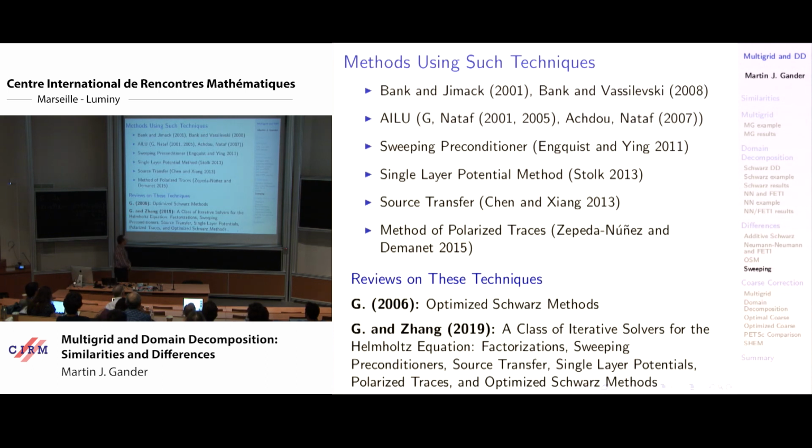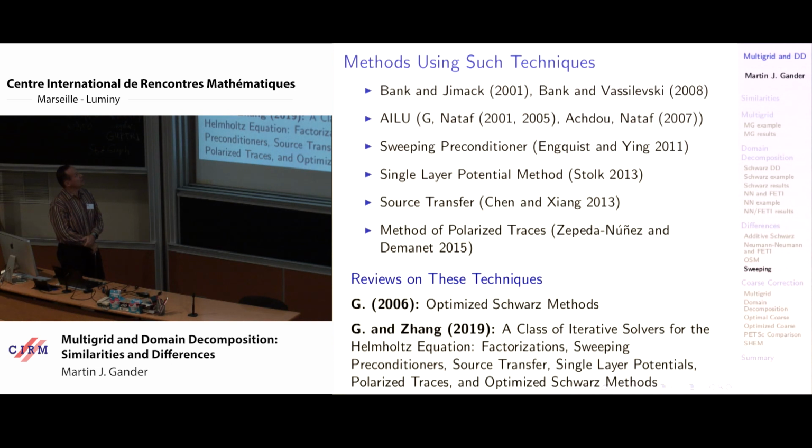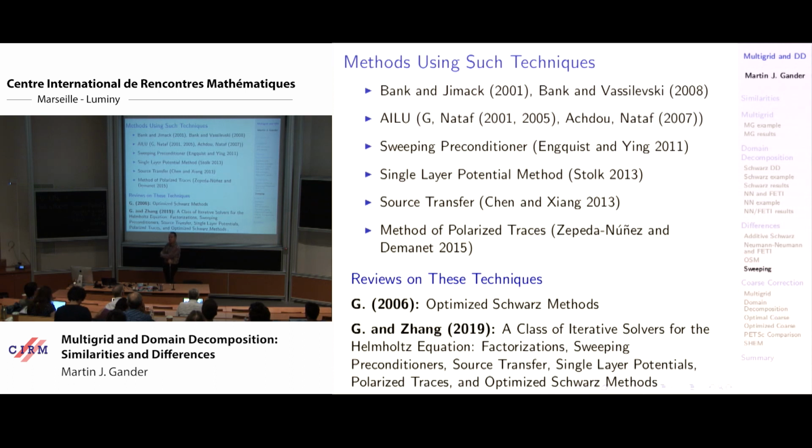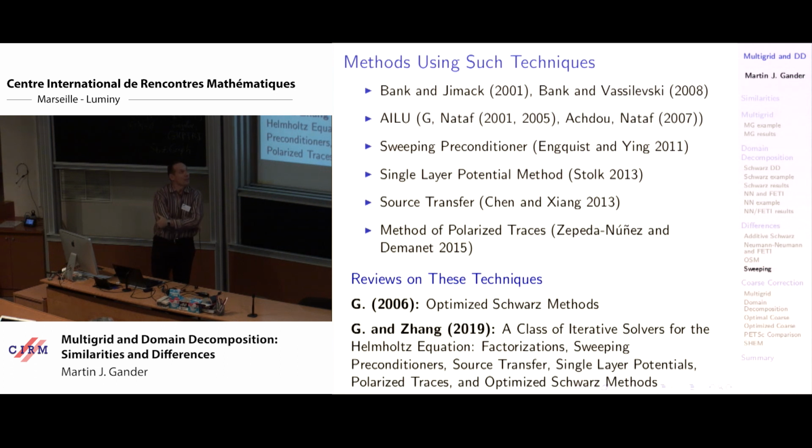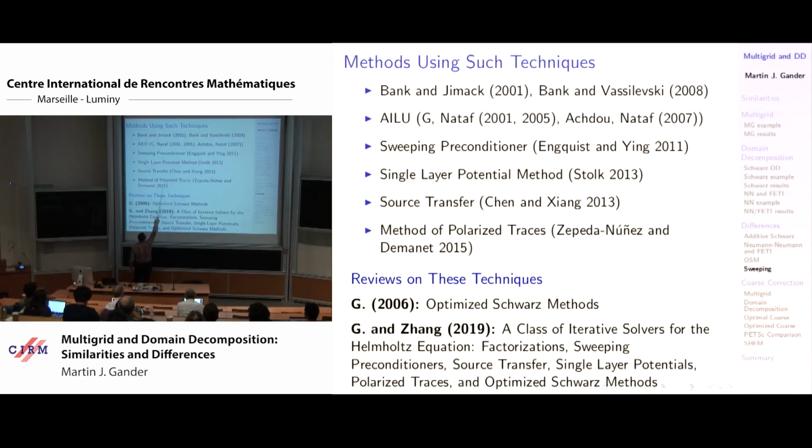Then there were the sweeping preconditioners by Engquist and Ying, an optimized Schwarz method, where you use a PML to approximate the Dirichlet to Neumann operator. There is the single layer potential method by Stolk in 2013. There is the source transfer method by Chen and Xiang. And when I met Jiming Chen, he's from the Academy of Sciences in China, I asked him why they invented this method, because I didn't understand the method yet. And then he said, we couldn't understand the sweeping preconditioner of Engquist and Ying. And so they came up with their own method, called it source transfer domain decomposition. There's the method of polarized traces from the MIT school.